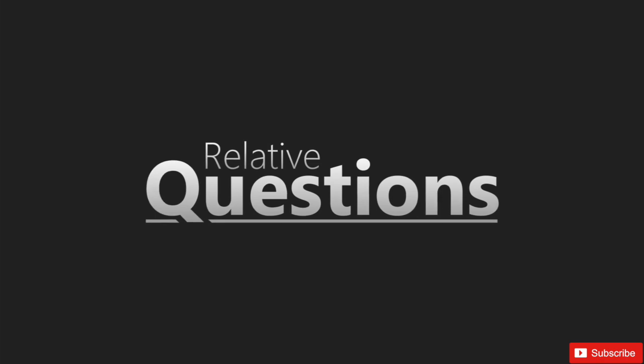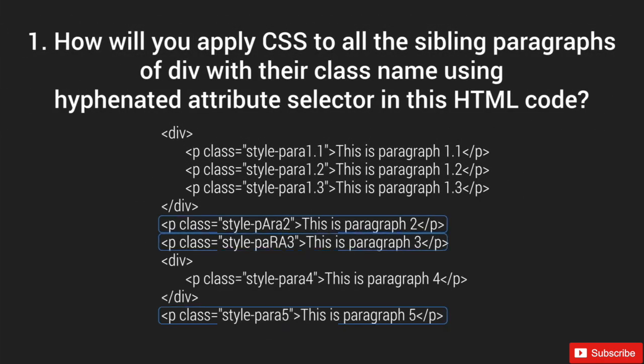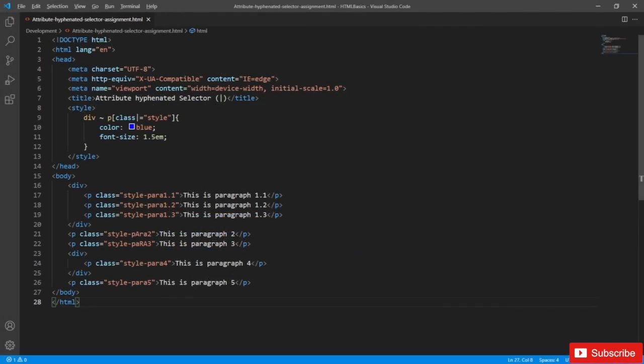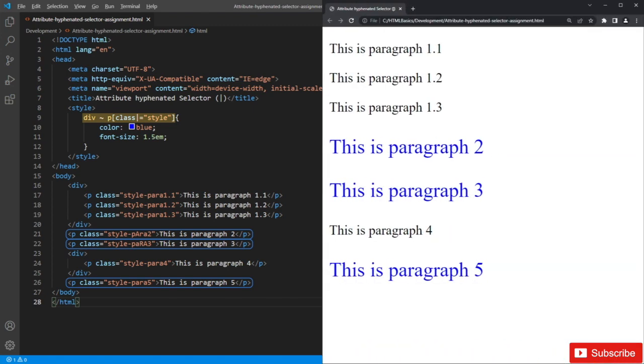Let's talk about questions. How will you apply CSS to all the sibling paragraphs of division with their class name using hyphenated attribute selector in this HTML code? So if you want to select all the sibling paragraphs of division, first thing you will write is div and then the tilde sign. The tilde sign is used to select the sibling elements. Now to select the element paragraph, we give p here and then attribute selector. As we want to select the classes starting with the style, so inside brackets you give class pipe equal to style. Thus this will select the sibling paragraph of the division by their class names.